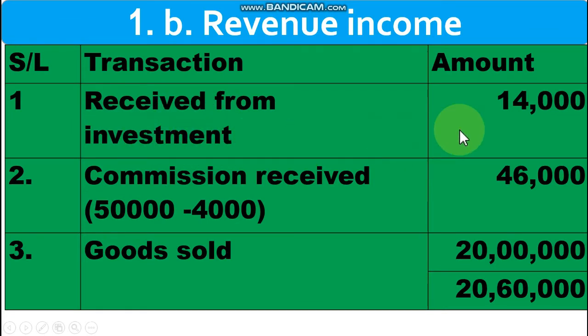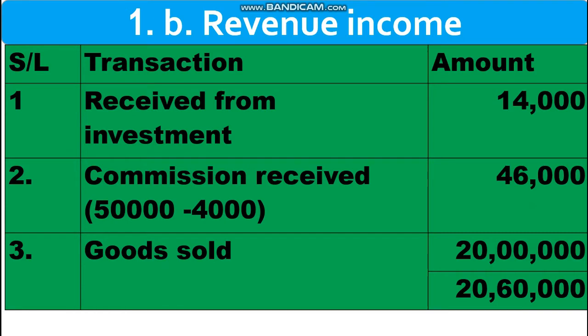Received from investment, this is revenue income. Commission received, out of that 4,000 will be subtracted, so 46,000, and goods sold, this is our revenue income. So the total amount of revenue income is 20 lakh 60,000. I hope all of you understand. Of course, dear student, again and again I am telling, if you have any confusion, you should discuss with me.